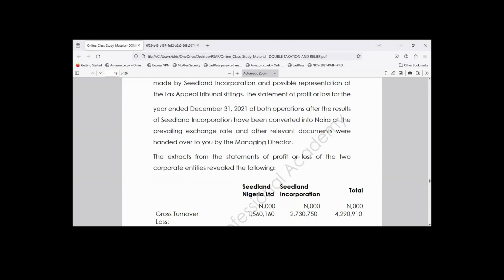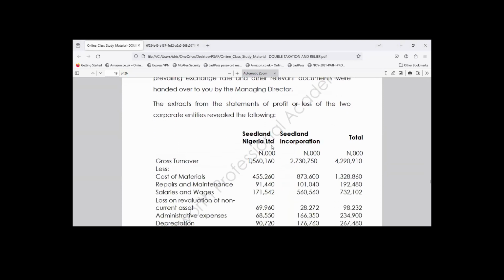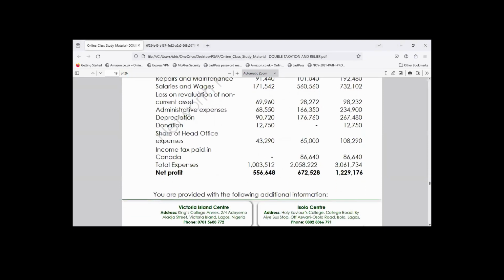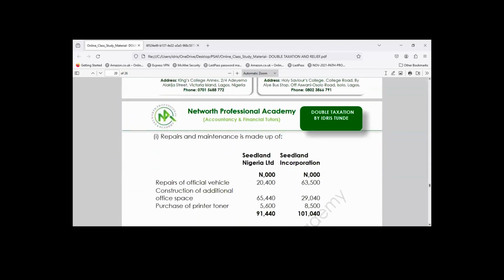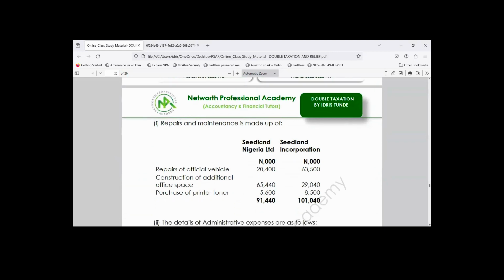The extracts from the statement of profit or loss of the two corporate entities have revealed the following: Seedland Nigeria Limited, Seedland Incorporation, their gross turnover, cost of raw material, repair and maintenance. They get the net profit. You are provided with the following additional information. Repair and maintenance is made up of repair of official vehicle, construction of additional office space, purchase of printer toner.